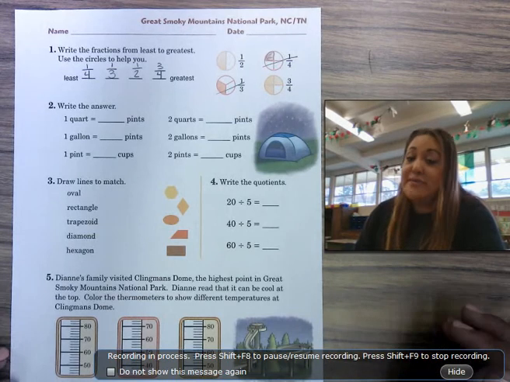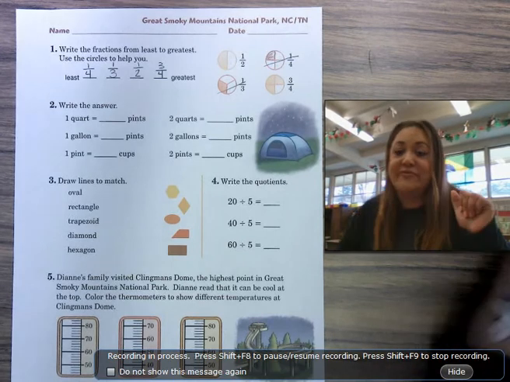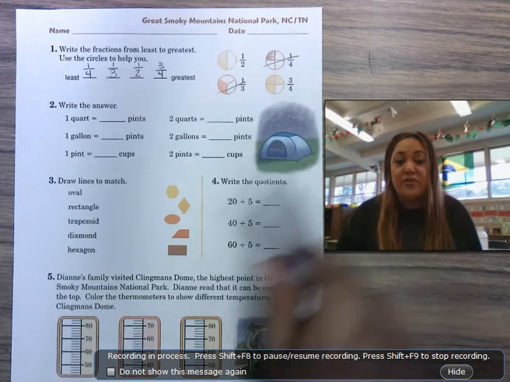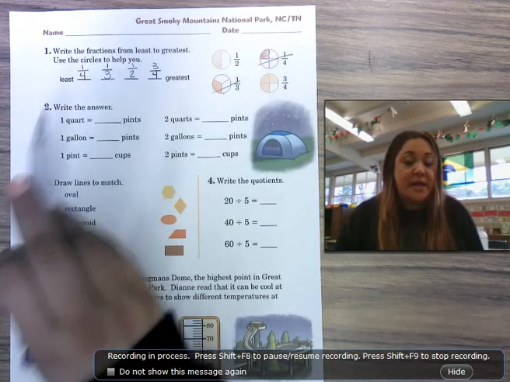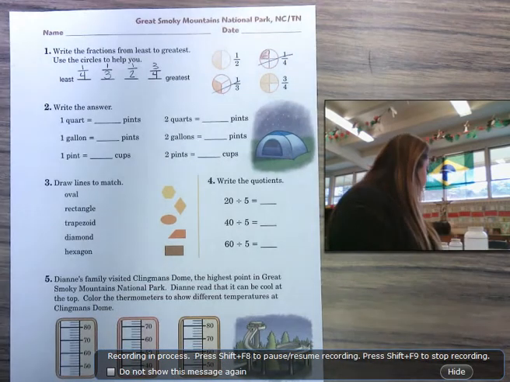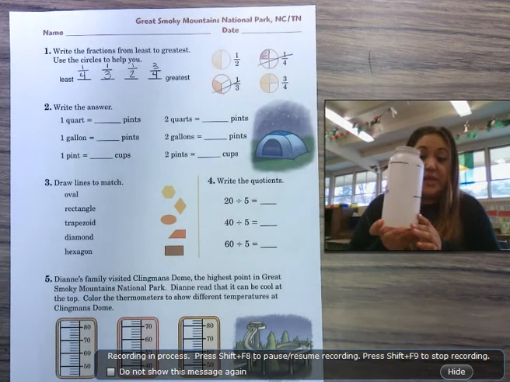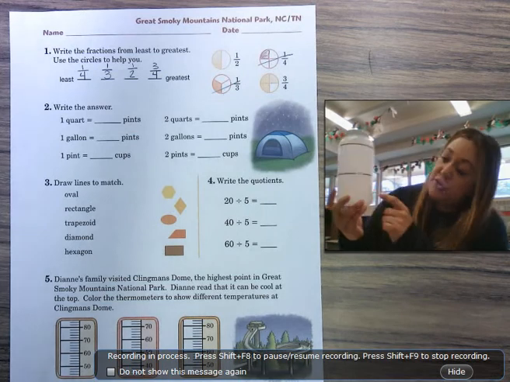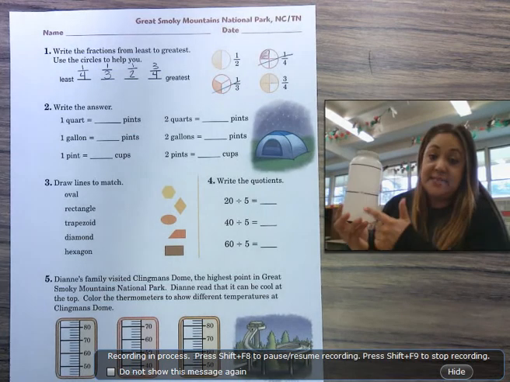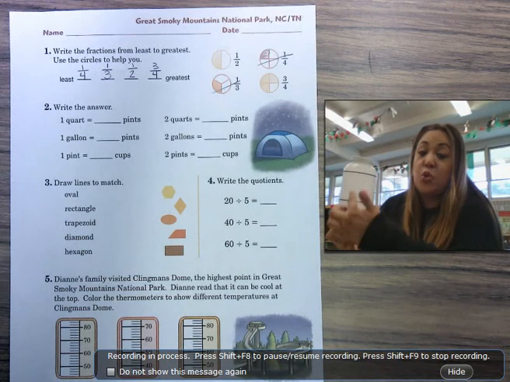Number 2, we've been talking about quarts and pints. So let me give you a visual really quick of number 2. 1 quart equals how many pints? So let me show you a quart. Now, this right here is a quart, and if I turn it around, it shows this is 1 pint and this is 2 pints. So to fill this quart up, I'm gonna need 2 pints.